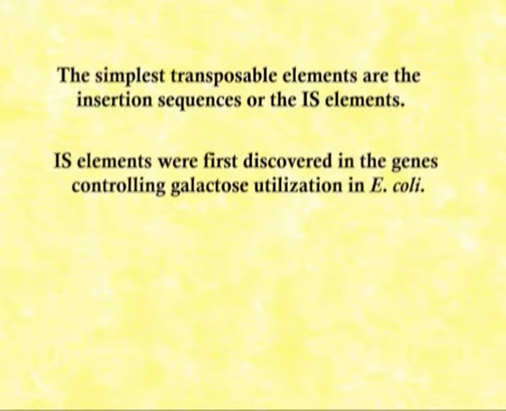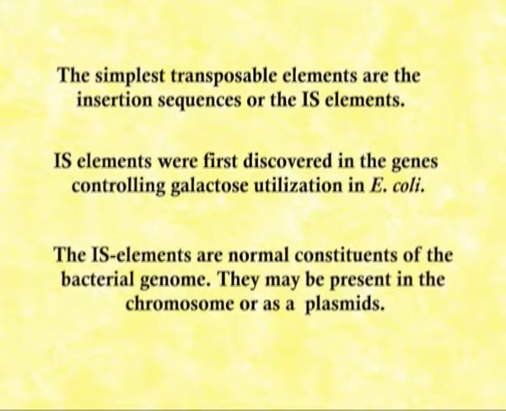IS elements were first discovered in the genes that control galactose utilization in E. coli. The IS elements are normal constituents of the bacterial genome. They may be present in the chromosome or as a plasmid. For example, the IS elements present in the F plasmid of E. coli are involved in the integration of the F plasmid with the bacterial chromosome, producing the Hfr strains. During the process, genetic exchange between the IS element of the plasmid and the chromosome takes place.